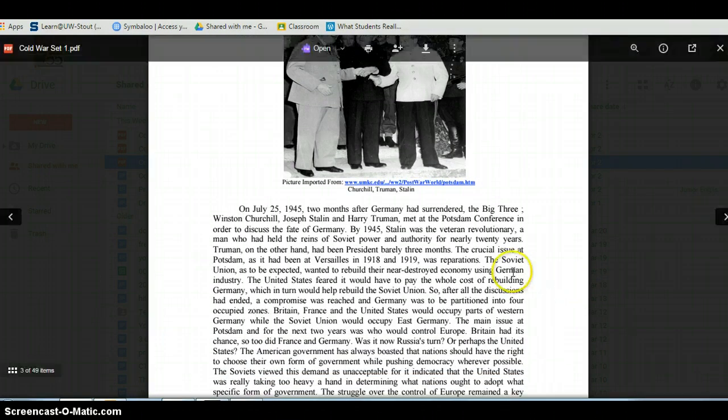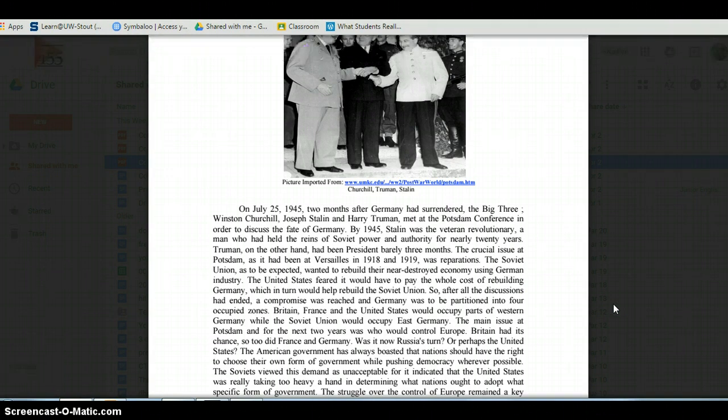The Soviet Union, as to be expected, wanted to rebuild their near-destroyed economy using German industry. The United States feared it would have to pay the whole cost of rebuilding Germany, which in turn would help rebuild the Soviet Union. So after all the discussions had ended, a compromise was reached, and Germany was to be partitioned into 4 occupied zones. So they were going to split Germany up. Britain, France, and the United States would occupy parts of Western Germany, while the Soviet Union would occupy East Germany. So kind of interesting that France, Britain, and the United States had to share, and Soviet Union got its own little section.